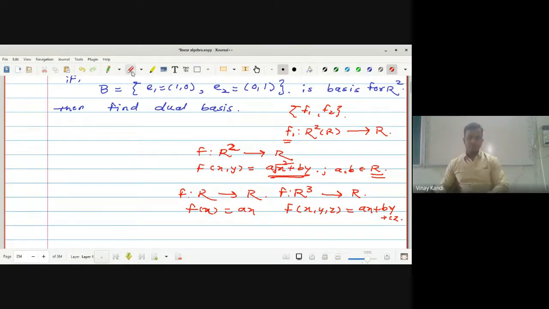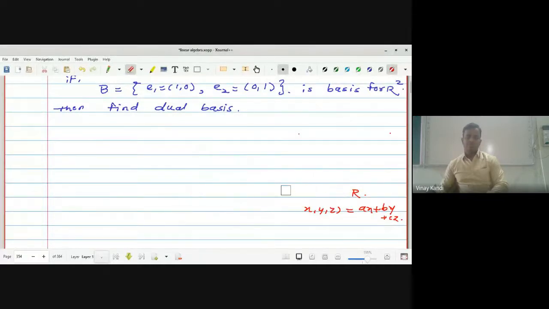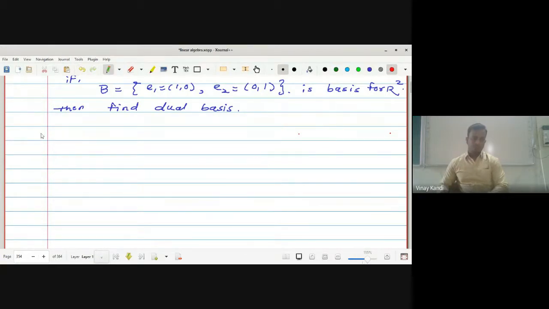Now here we have to find the dual basis, that is beta star. We have to find f1 and f2. Now look at the proof. Now the solution. Here B is equal to, what is B? E1 is equal to 1, 0. E2 is equal to 0, 1.